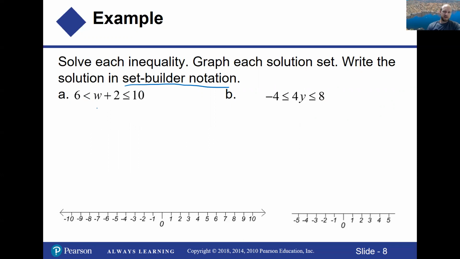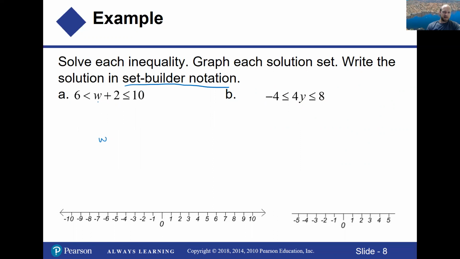So if I have a compound inequality like this and it's written as one inequality, what I can do is I can kind of work from the middle out. So I need to get this so that W is left in the middle here. And everything else is either added or subtracted, or in this case, over here in question B, divided to everything.